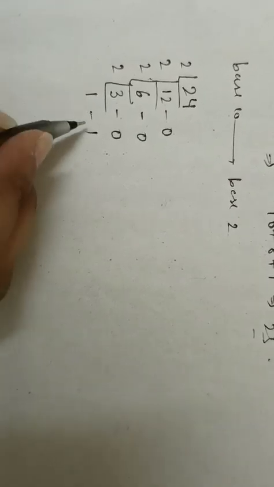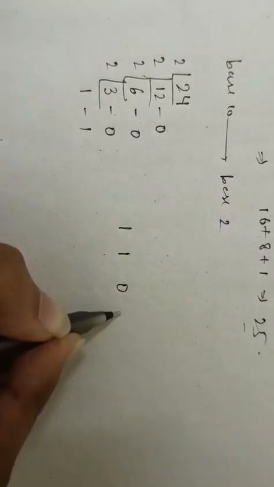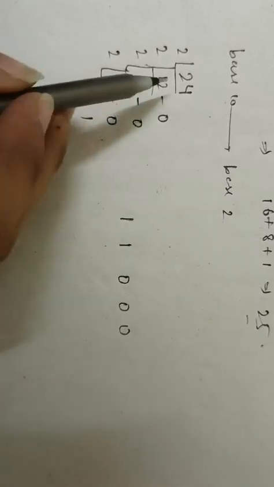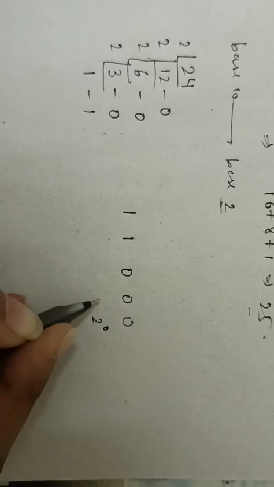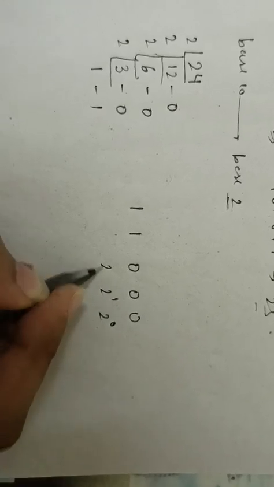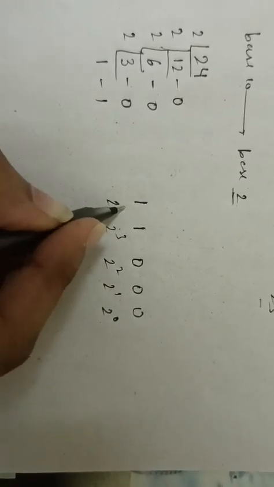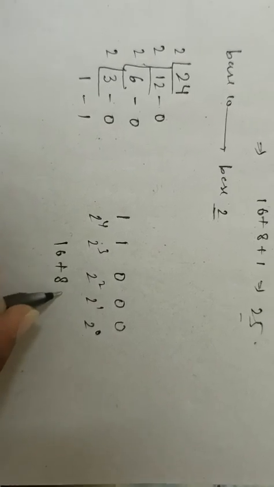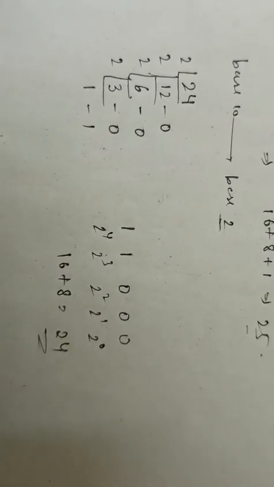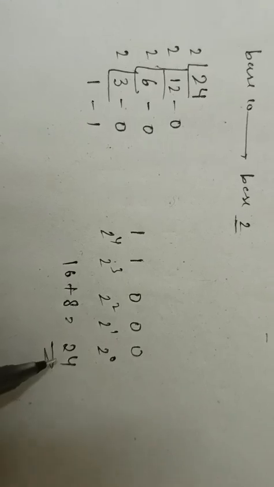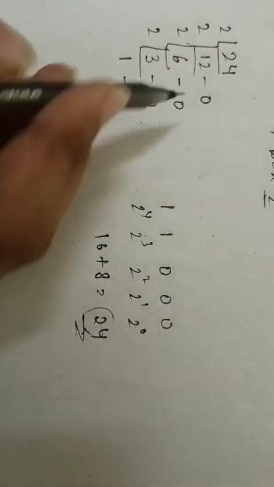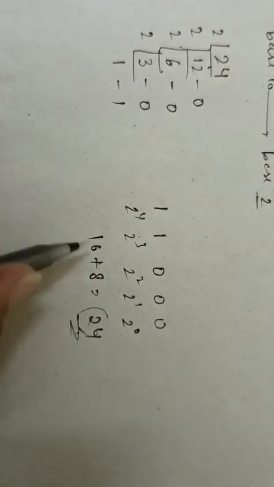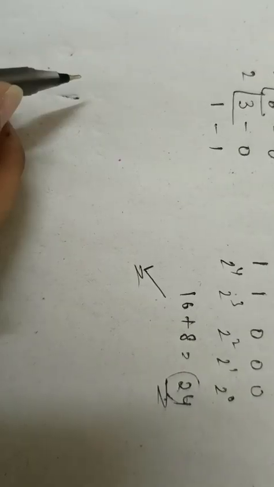We got the binary number as 11000. As we are converting this number into a base 2, we will be giving these values as 2 power 0, and so on. 16 plus 8, 24. If you want to check whether this is right or wrong, we have to equate this number and this number. We got the same number, so it is right.